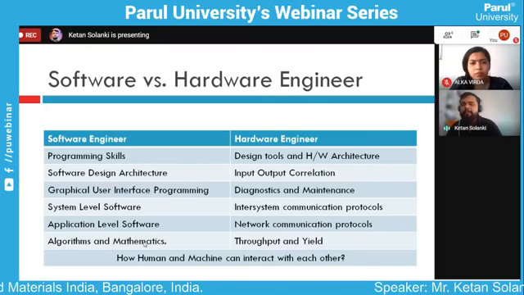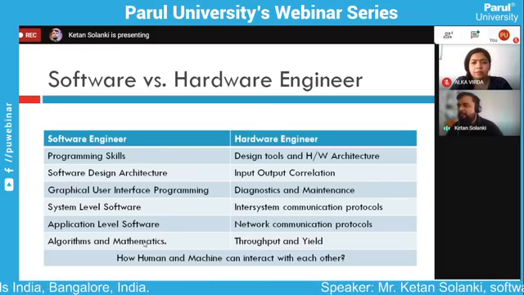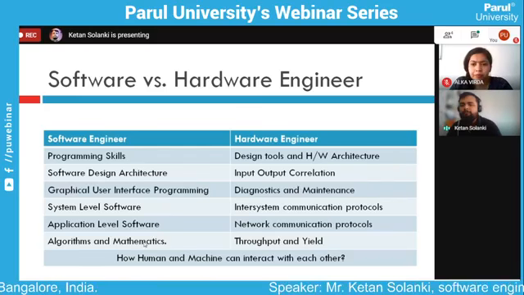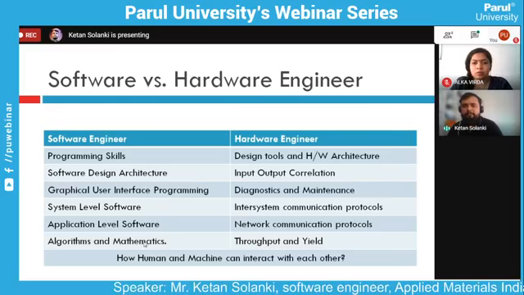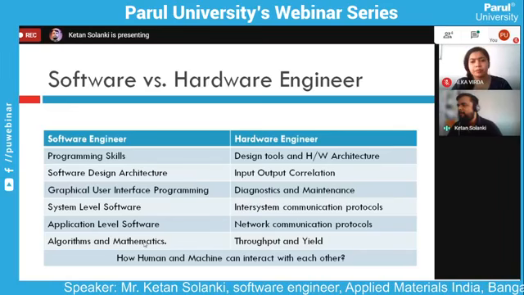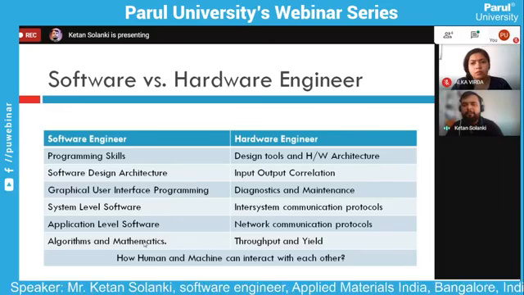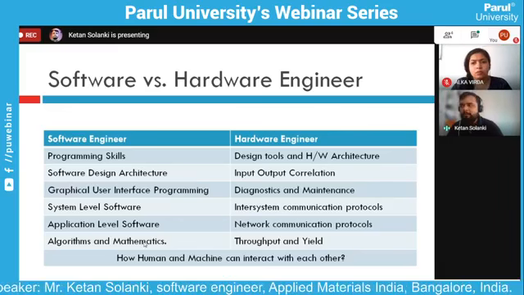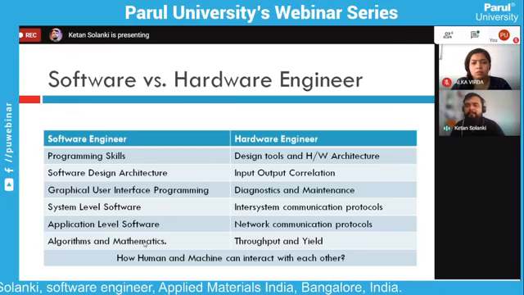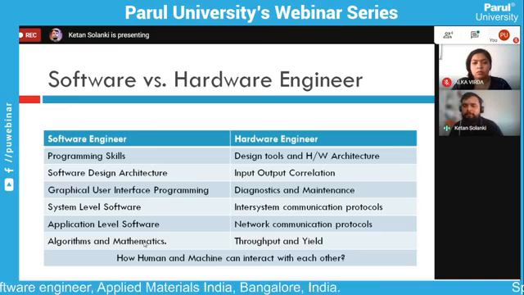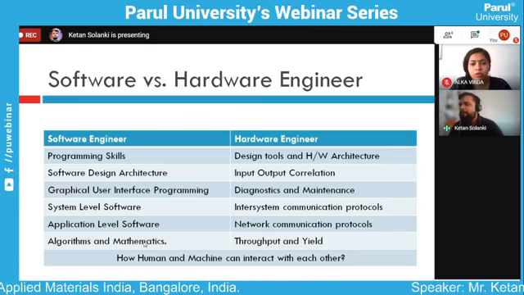And finally, if we consider that the hardware engineer is working on any product-based hardware, then throughput and yield will come. Throughput is the timely delivery of the products, and yield is the timely delivery of the products that are effective and feasible to put in the markets. They are the final products. So these two things they should know.